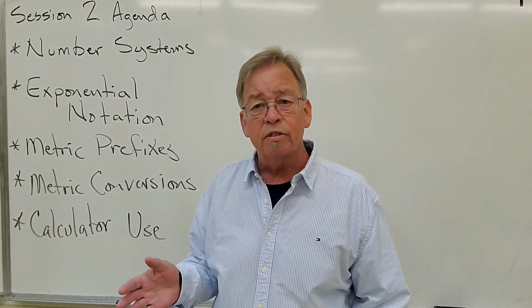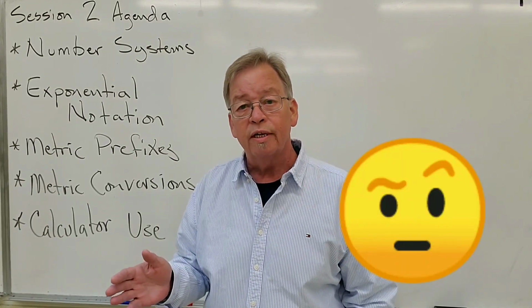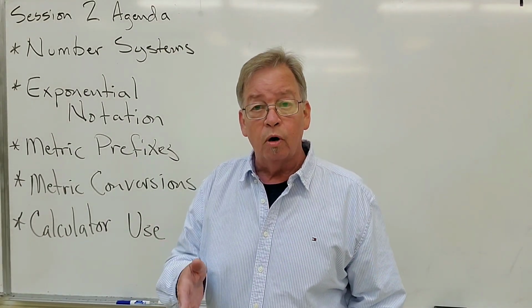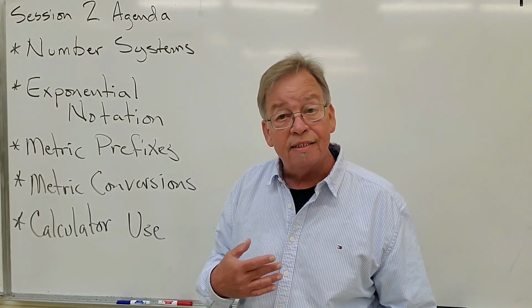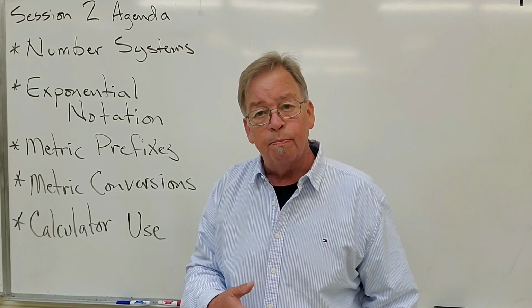And I'm going to tell you, all of these number systems work exactly the same way. The only difference is the number that they're based on, or their base number, or what they call the radix. The base number for decimal, our number system, is 10: decade, decimal number system. It's based on the number 10.